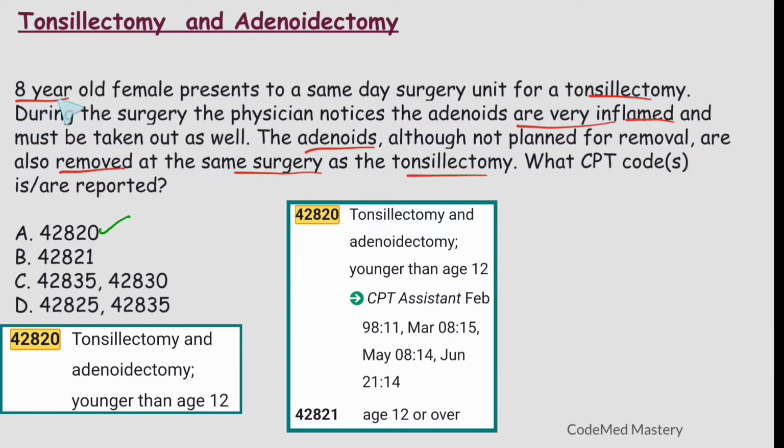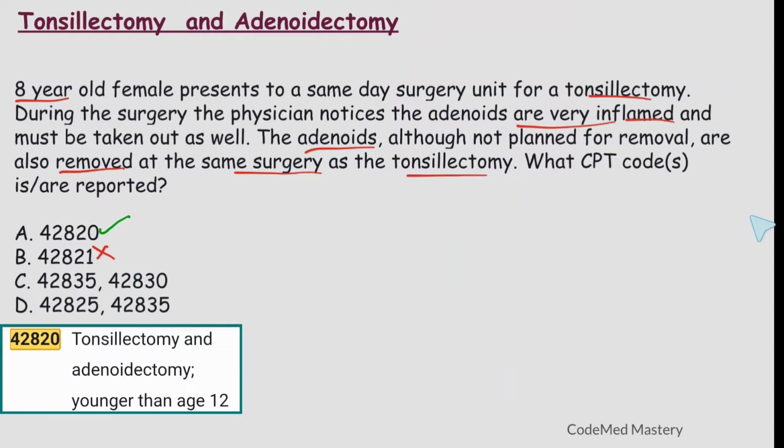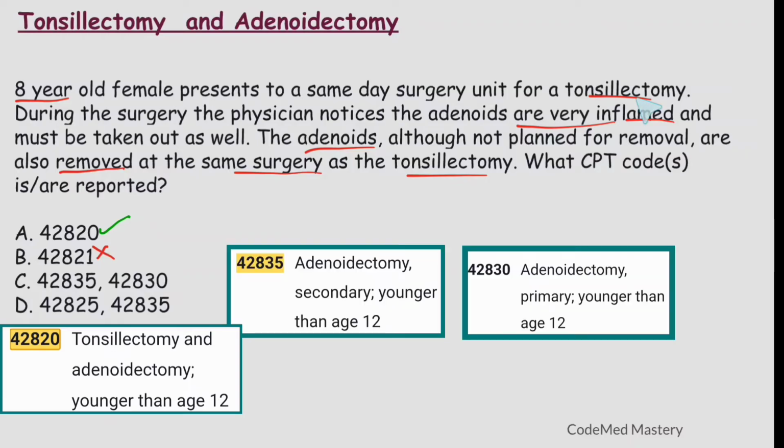But in the scenario, the age of the patient is younger than age 12, right? So we'll eliminate option B. And in option C, there is 42835 and 42830. 42835 is for adenoidectomy secondary younger than age 12, and 42830 is for adenoidectomy primary younger than age 12. But in the scenario, they are performing tonsillectomy and adenoidectomy. Okay, so we cannot code adenoidectomy separately because we have a combination code.